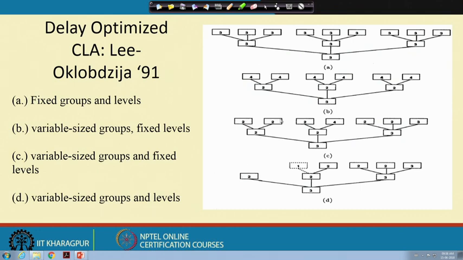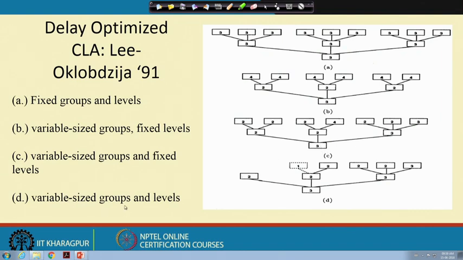Here you see that this number will now be different. This is 2 2, then here 2 4, then 2 2, then here 3. So, the groups are different: here I am having 2, here I am having 3. The groups are different, but the levels are fixed, which is 2 in this particular case, 3 for this case, 3 for this case.